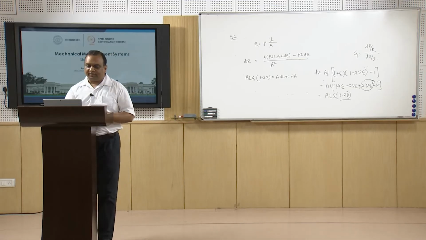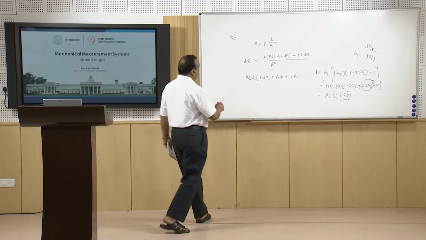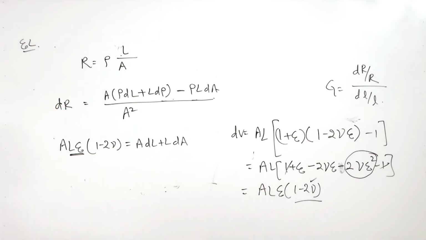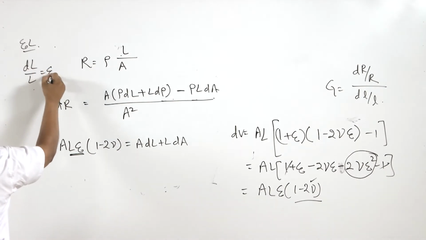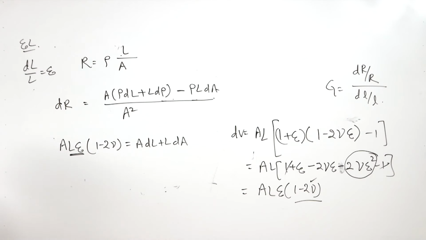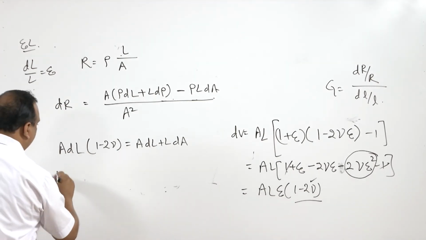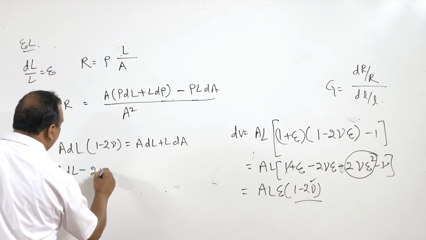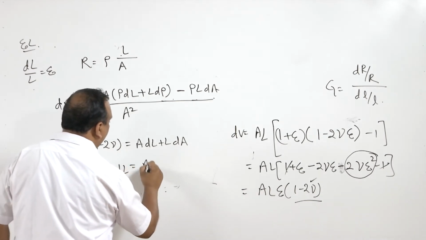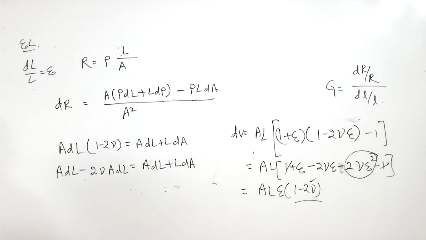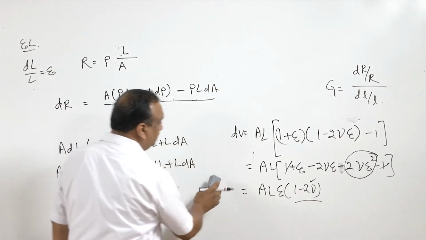Now, once we have this expression, A dL and L dA, and L epsilon is equal to dL, because dL by L is equal to epsilon. So L epsilon is equal to dL. So A dL will come here. Now we'll write A dL minus 2 nu A dL is equal to A dL plus L dA. Now here A dL and A dL will be cancelled out.